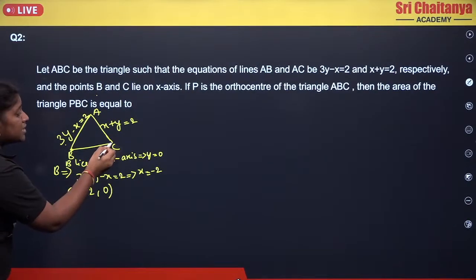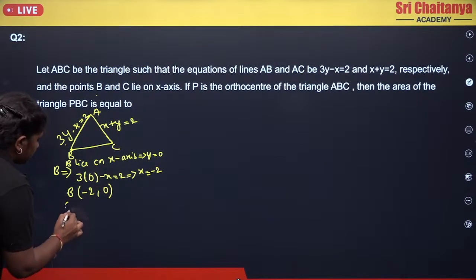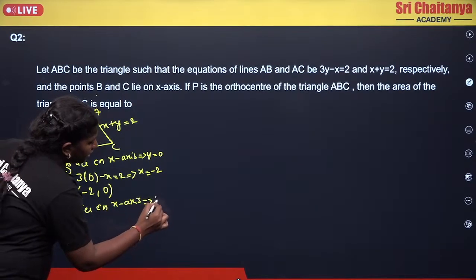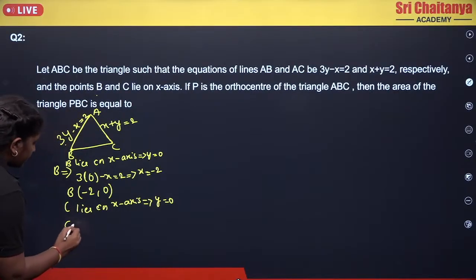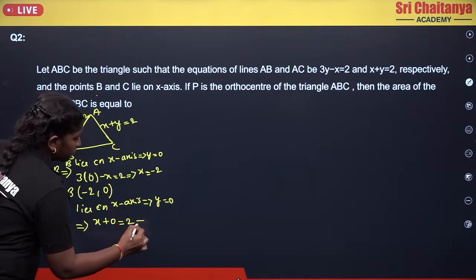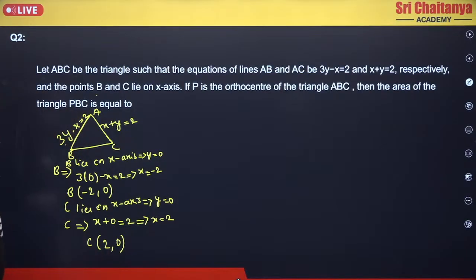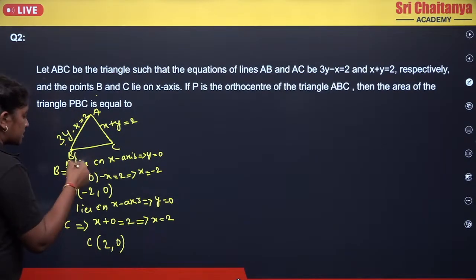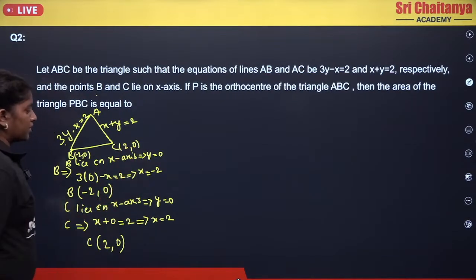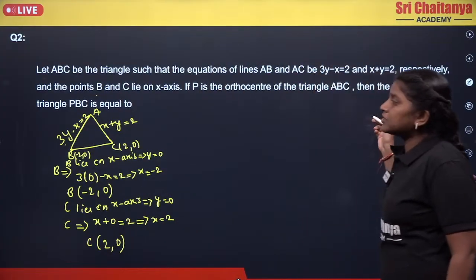If you observe, C is the point which lies on the x-axis and at the same time C lies on the side AC also. C lies on the x-axis, so we will have our y coordinate equals 0. Now we get the coordinates of C as x plus 0 equals 2. So from there we got x equals 2 and the coordinates of C will be 2, 0. Okay. So we got the coordinates of B, which is minus 2, 0, and the coordinates of C, which is 2, 0. Clear?